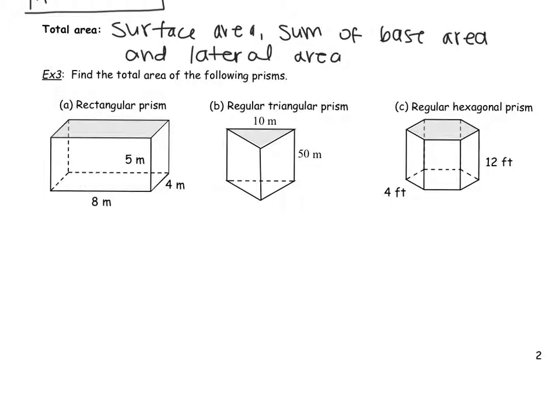So when we start off with our rectangular prism, its surface area, which we abbreviate SA, is going to be its base area, which we found to be 64 meters squared, plus its lateral area, which we found to be 120 meters squared. So our total surface area is going to be 184 meters squared.